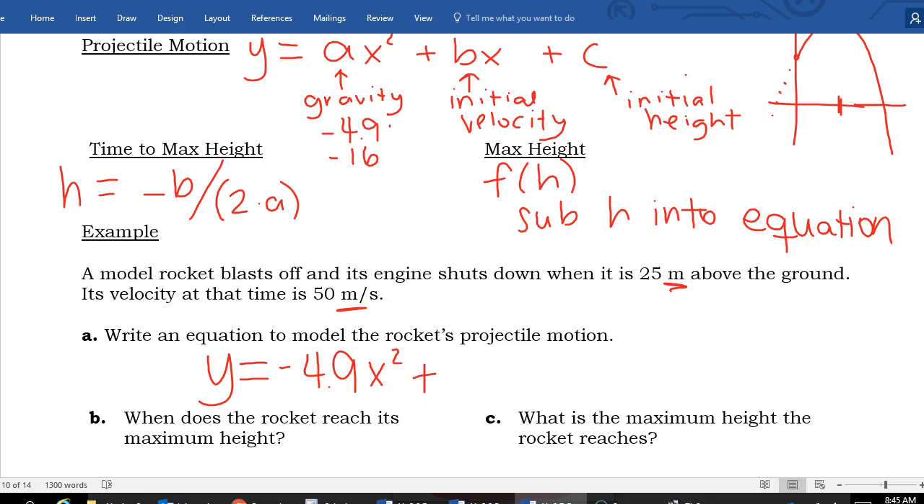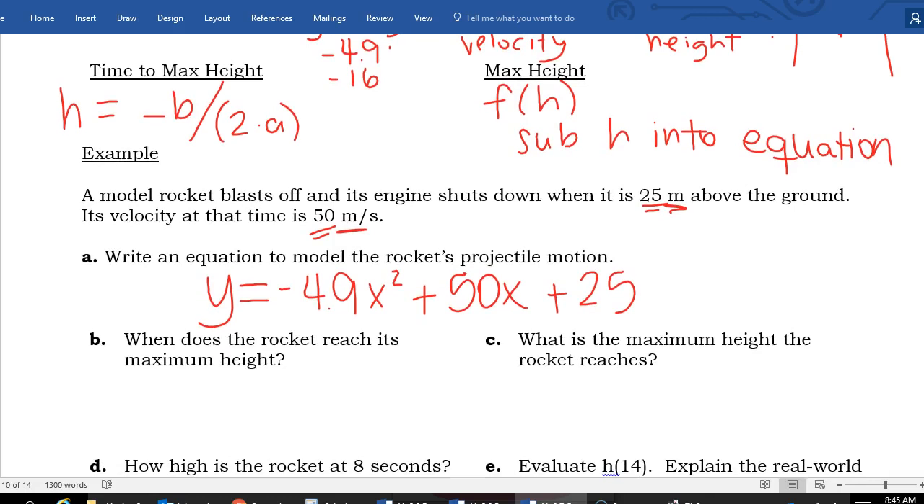Plus, we need the initial velocity next. Initial velocity is 50 meters per second, so that's 50x. And finally, the height at which that velocity occurs is 25 meters, so that is my c term. So we're subbing our three values into our general form equation. The next question, when does the rocket reach its maximum height? So I'm going to put equals k right here. I'm going to use this time to max height formula to figure out how long it takes.